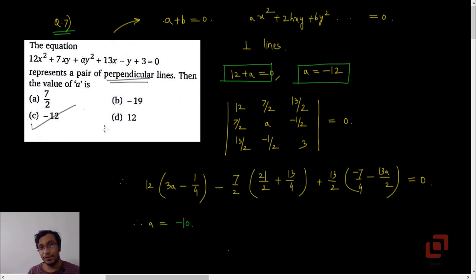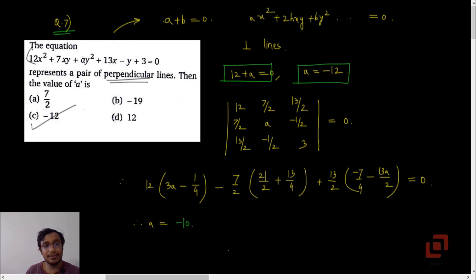Now just out of curiosity, what I did is I plotted the curve given by 12x squared plus 7xy minus 12y squared plus 13x minus y plus 3 equal to 0 on a graph paper. And to my surprise, what I found out is this equation actually does not represent a pair of straight lines at all. It gives you a hyperbola.